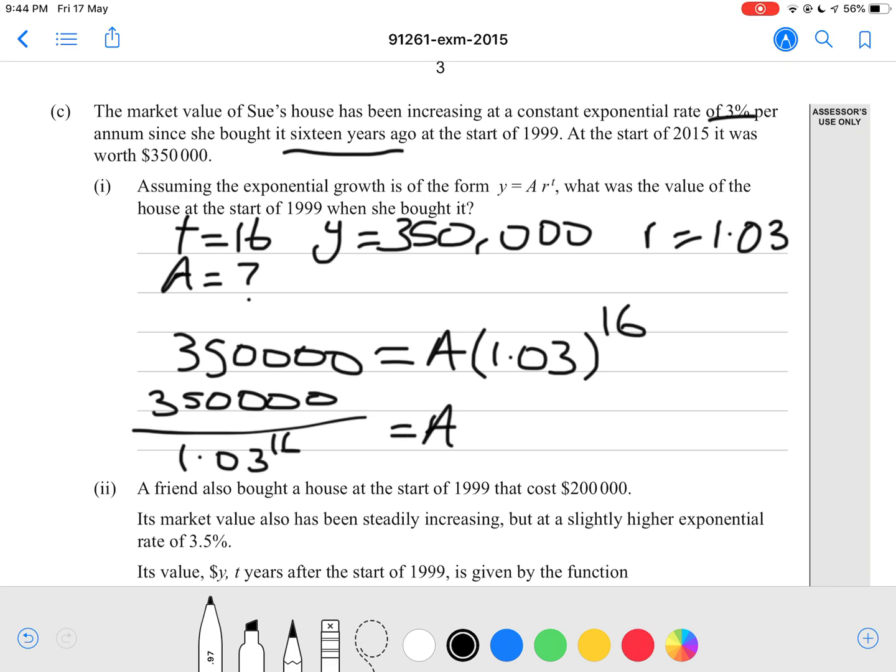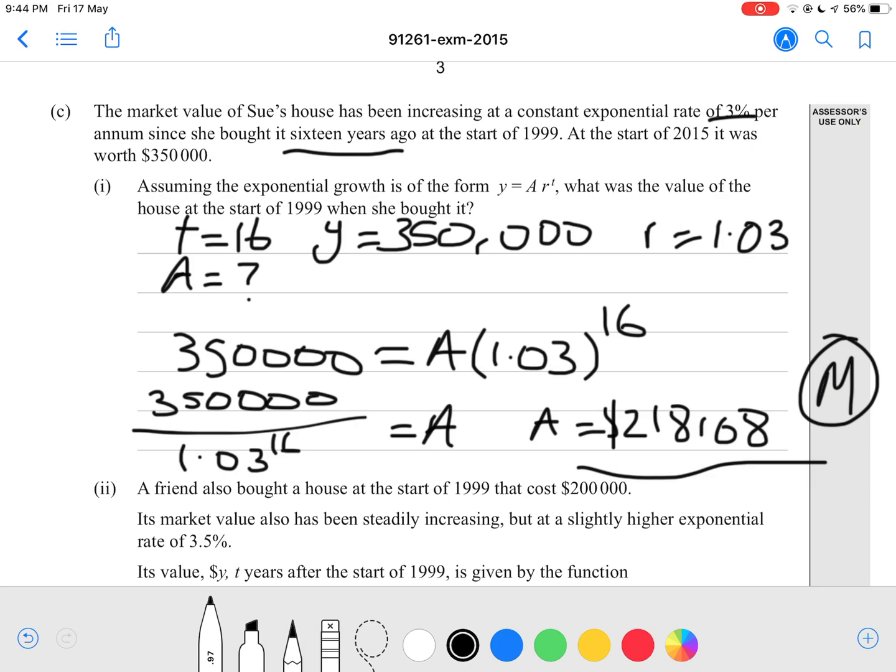Okay, so we can just say 350,000 divided by 1.03 to the power of 16. Okay, so we get a equals 218,108, okay? That's rounded to the nearest dollar. So that should be your final answer. And getting that answer, you should get a merit grade.